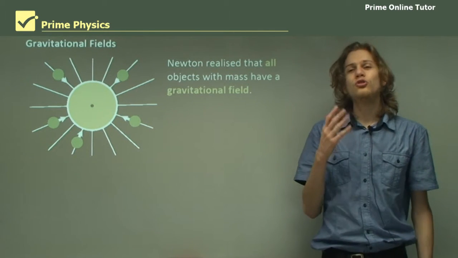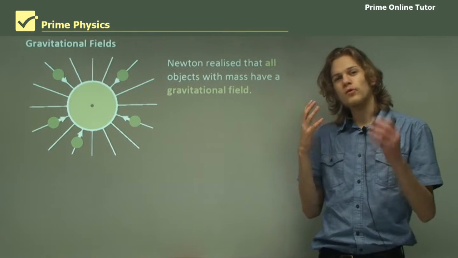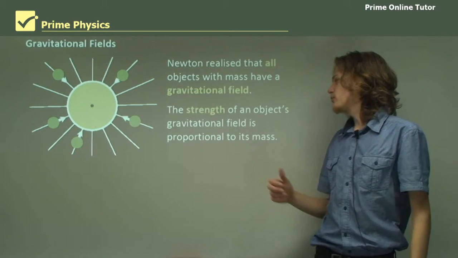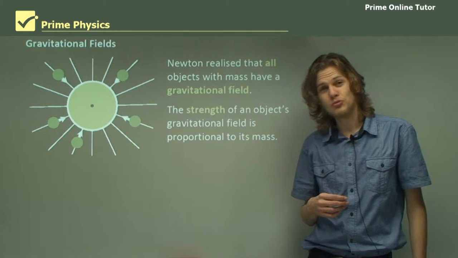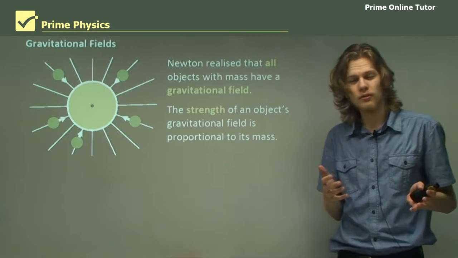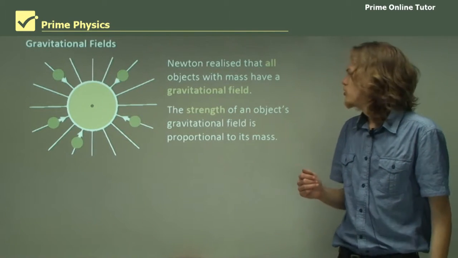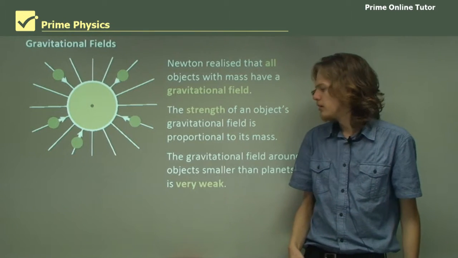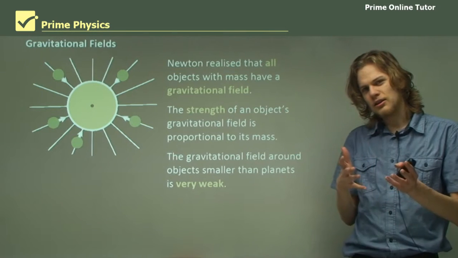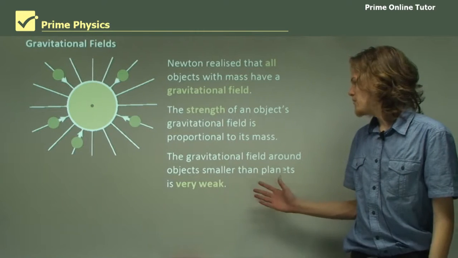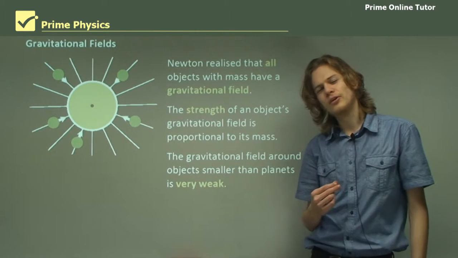So, Newton realized that all objects with mass, not just the Earth, produce a gravitational field. The gravitational field, like for the Earth, will be pointing inward toward the center. The strength of an object's gravitational field is proportional to its mass, which sounds a little similar to the strength of a force on an object in a gravitational field. So it means that heavier objects will have stronger gravitational fields. Make sense? And conversely, lighter objects, like apples or people, will have much, much weaker gravitational fields.